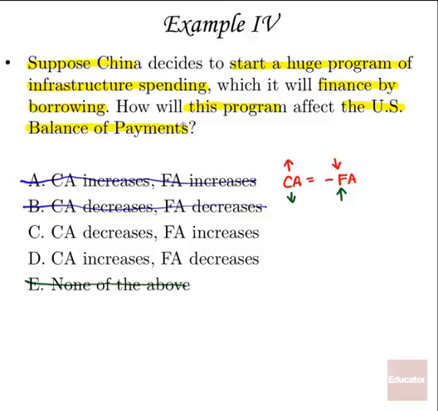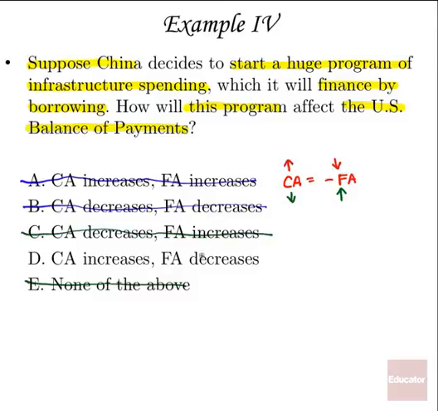So if China is going to borrow, then money is going to flow into China. And so their financial account is going to increase, and they're going to incur a current account deficit now, or their surplus is going to be reduced. Now, if the financial account is increasing and the current account is reducing, then in the United States, it would be the flip situation. The financial account is reducing and the current account is increasing. So it's not this. This is what's happening in China.